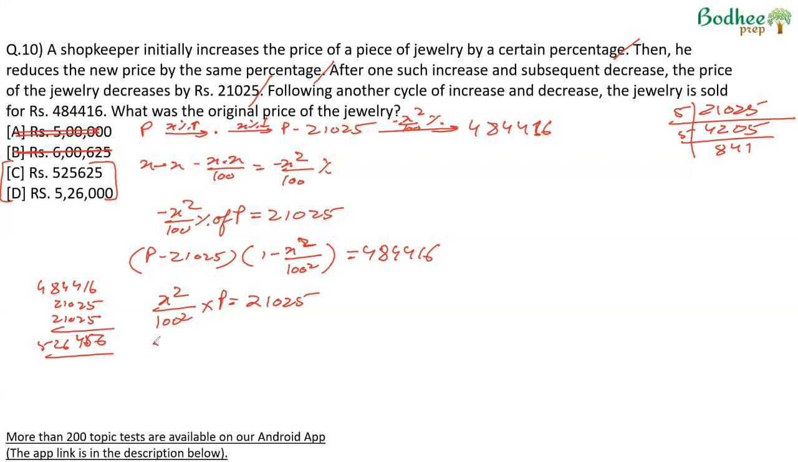So if we look at this, we can say X square is equal to 100 square. 100 is 5 square into 2 square. So 100 square is 5 raised to power 4 into 2 raised to power 4.